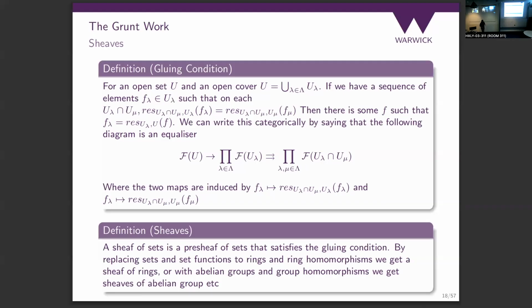So you can write this, again, I don't expect people to know what categories are, but you can write this really succinctly as this equalizer, which is basically saying that everything in here that restricts to the same thing down here comes from a unique thing here. That's all it's saying, right? So we can now define sheaves. A sheaf is just a pre-sheaf that satisfies this gluing axiom, right? So we've got an open set. If we've got things that agree on restrictions, then we can lift to the global set.